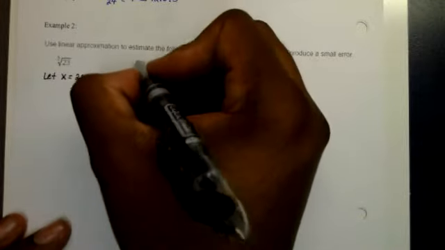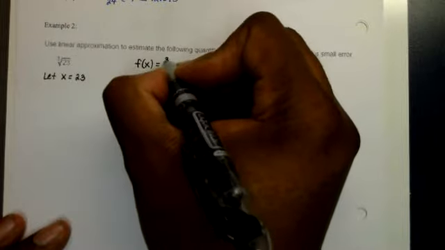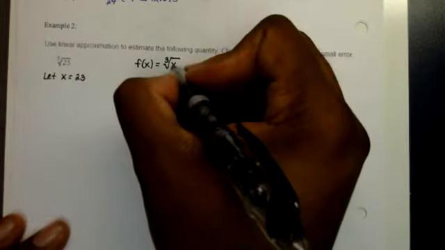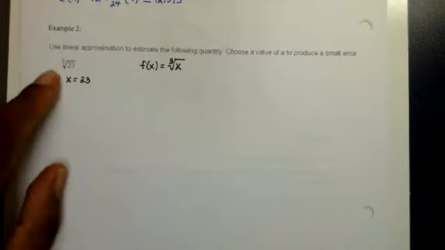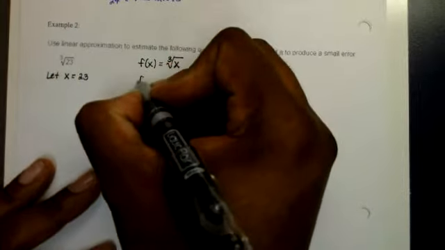Now, the function for that, f of x, would be the cube root of x. Because I need f of x, so I need f prime of x. F of x will be the cube root of x, because that's going to be written in terms of x. And then I can find out what f prime of x is going to be.